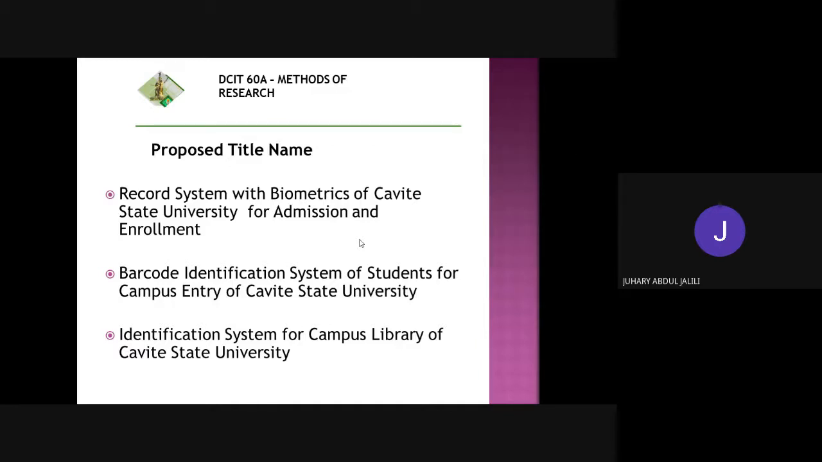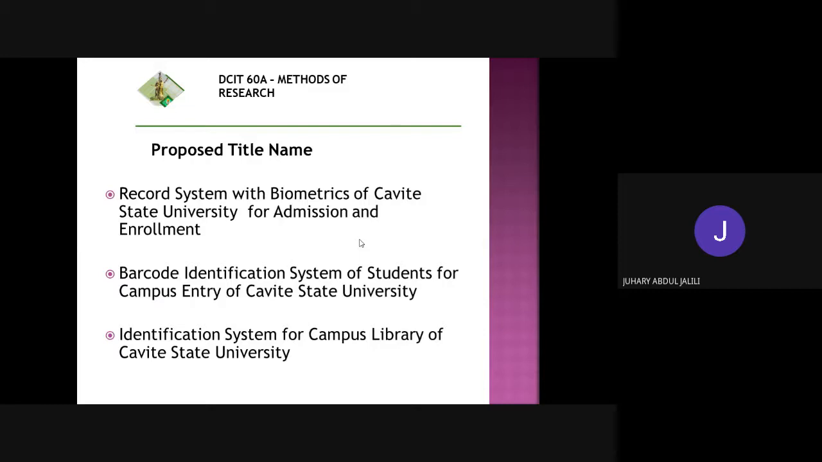So this kind of system will not only implement security for the campus library, but also security for the students, as well as tracking whether the books are in good condition or if they are borrowed by students. And it will lessen the risks of having books lost or stolen by unwanted individuals.